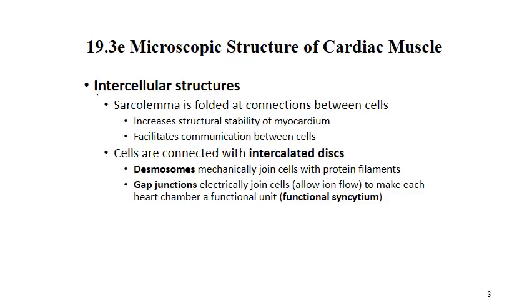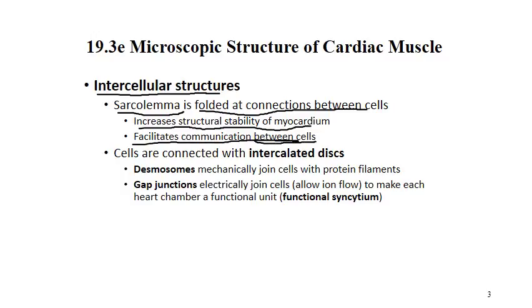So the intercellular structures of the cardiac muscle: the sarcolemma, or that plasma membrane, is folded at connections between the cells. This increases the structural stability of the myocardium and it facilitates communication between the cells. So remember that communication between the cells is super, super important. And that's why we find that the cells are connected with these intercalated discs. Intercalated discs make cardiac muscle special. And what this allows is there are these desmosomes and these gap junctions that create these connections.